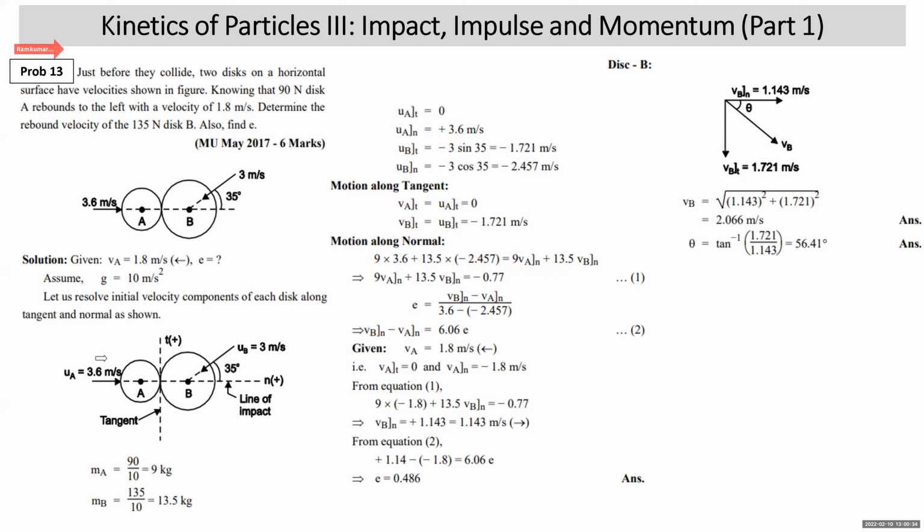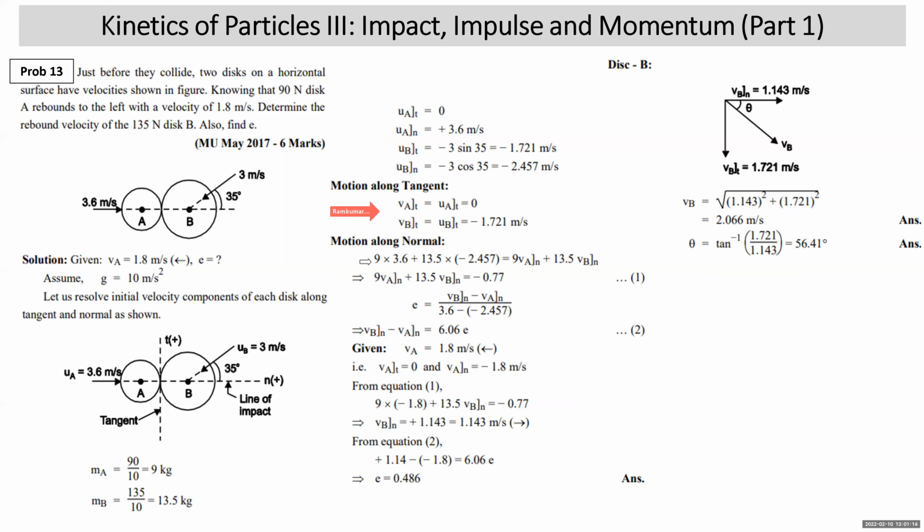Now, the tangential component of disc A is 0, and the normal component of disc A is plus 3.6, since it is to the right. For disc B, the tangential component will be 3 sin 35 downward, so that is minus. 3 cos 35 will be to the left as the normal component. That will also be minus, since normal is to the right. Motion along the tangent: the tangential component remains the same before and after impact. So VAT is UAT, VBT is UBT, that is minus 1.721.